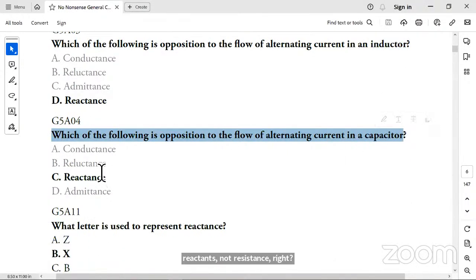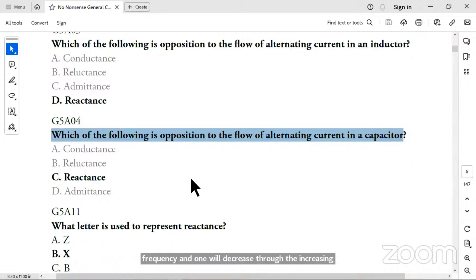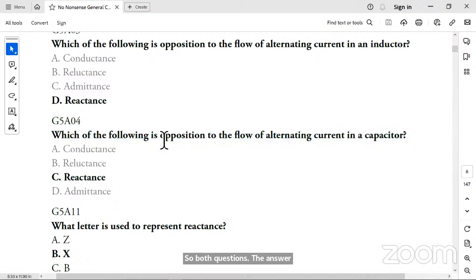Next question in the question pool. Which of the following is opposition to the flow of alternating current in a capacitor? Well, they've just asked us the same question. Instead of an inductor, it's a capacitor, but it's still reactance. In one case, one will increase with the increasing frequency, and one will decrease with the increasing frequency, as you remember. So for both questions, the answer is reactance, opposition to the flow of alternating current. In this case, a capacitor, it's reactance. If it were an inductor, it's also reactance.